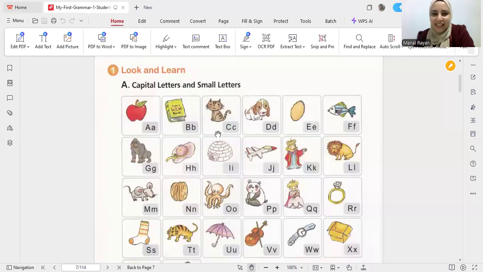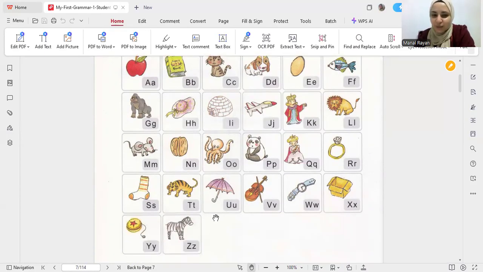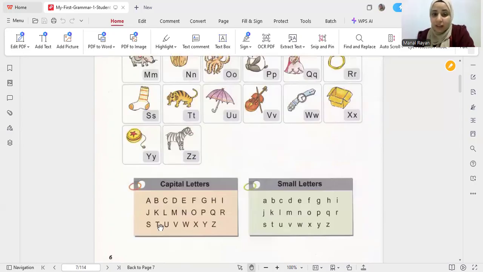Say the alphabet together. A, B, C, D, E, F, G, H, I, J, K, L, M, N, O, P, Q, R, S, T, U, V, W, X, Y, Z. This is the alphabet, okay? These are the capital letters. Capital letters start with uppercase. These are the small letters. Small letters start with lowercase, okay?